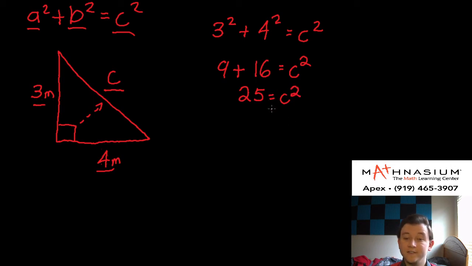And then all that's left to do is find out what number squared gives us 25. And we can do that by taking the square root of both sides of the equation. And we know that 5 times 5 is 25. So 5 is equal to c. So 5 meters in this case would be our c.